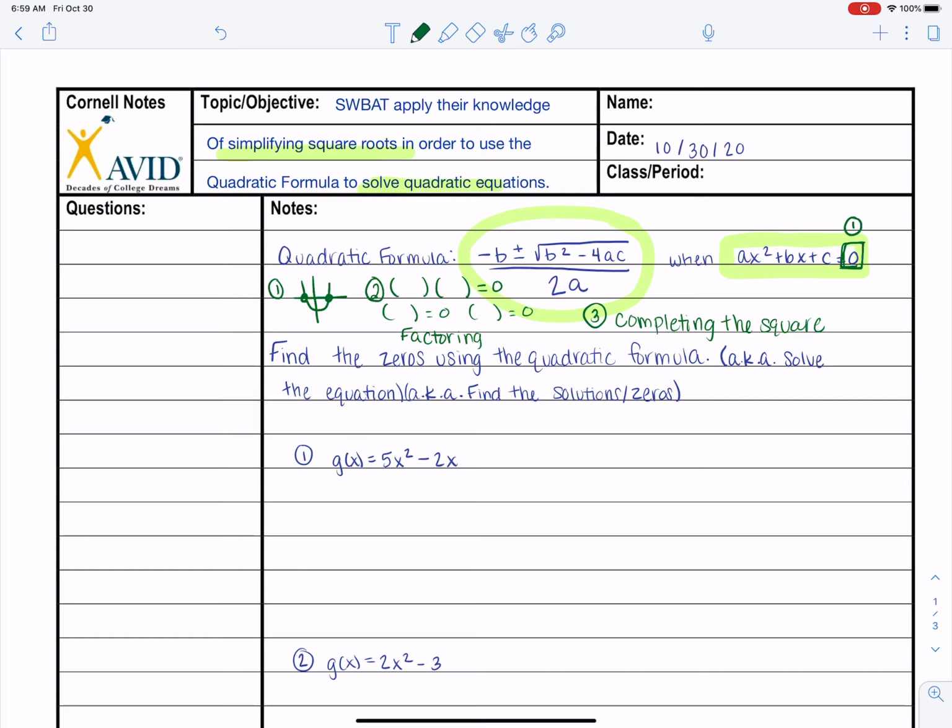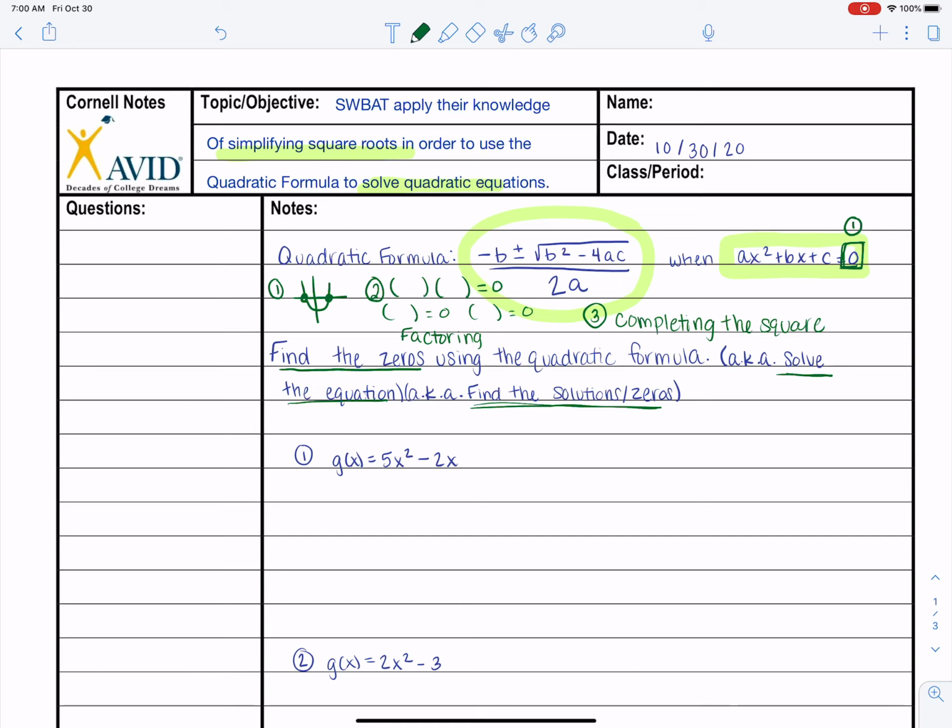All right, so we are going to find the zeros or the x-intercepts or the solutions using the quadratic formula. So it could be asked that way, find the zeros. It could be asked, solve the equation. Or you could say, find the solution. All three of those instructions mean the same thing because remember the x-intercepts could be represented as zeros or roots or solutions, okay?